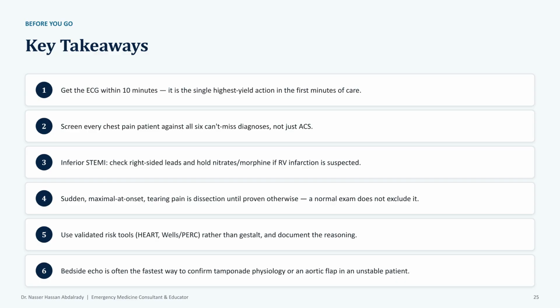Remember these 6 points. Get the ECG in 10 minutes. Screen for all 6 life threats. Check for RV infarction in inferior STEMI. Treat tearing pain as dissection until proven otherwise. Use validated risk scores, and use bedside echo for rapid confirmation in unstable patients.